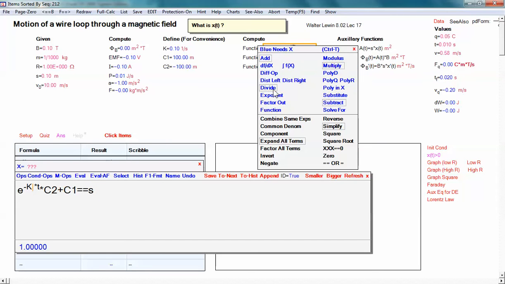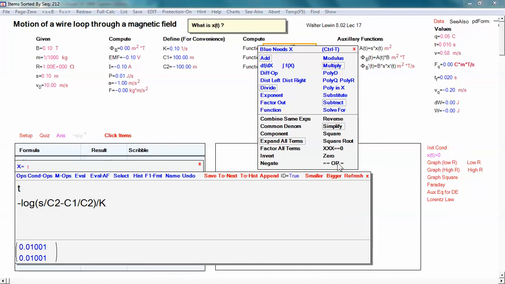I want to put t in the auxiliary slot, so I'm going to do that. Let me get in front of the t. I do a control T that puts it in the auxiliary slot, and I say solve for that. And that's the solution as a formula, and as a number, it's that. So it takes about 1/100th of a second for the wire loop to completely enter the magnetic field.